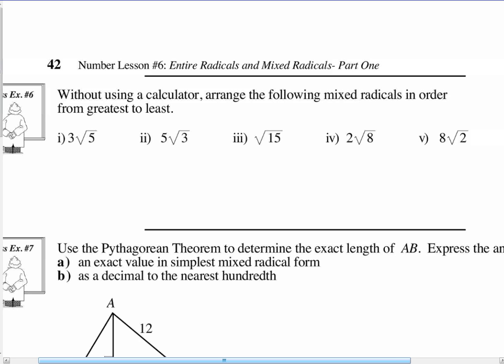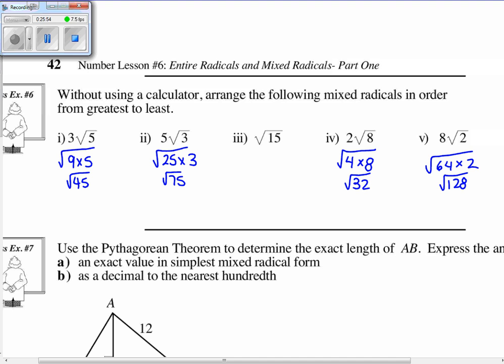I would like you to try this, and then we'll go over it, okay? Convert each one of them into an entire radical. Convert them all into an entire. What we're just doing, bring the 3 in by squaring it, timesing it by 5. Okay, convert each one. Give it a shot. So which one's going to be the greatest? 8 root 2. Done.